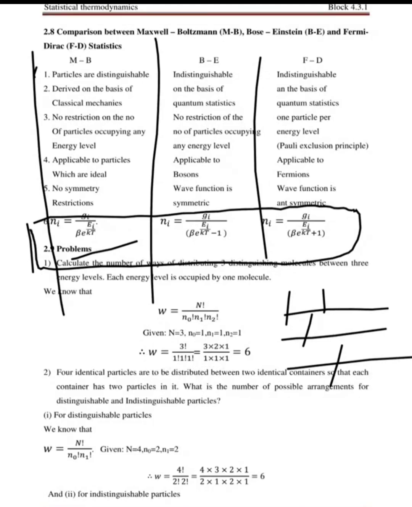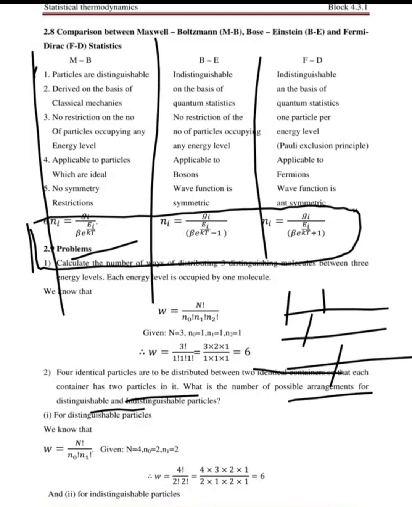And for identical particles that are distinguishable between the two identical containers, each container has two particles. What are the number of possible arrangements for distinguishable and indistinguishable particles here? For distinguishable particles, W is equal to n factorial divided by n naught factorial into n1 factorial, where 4 is the number of molecules.